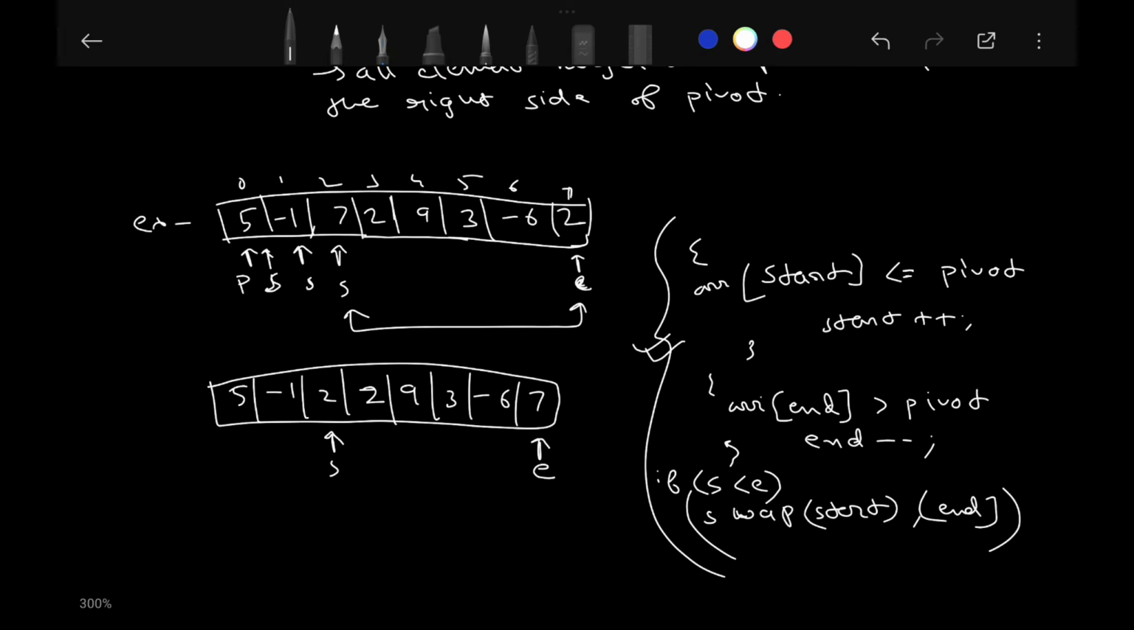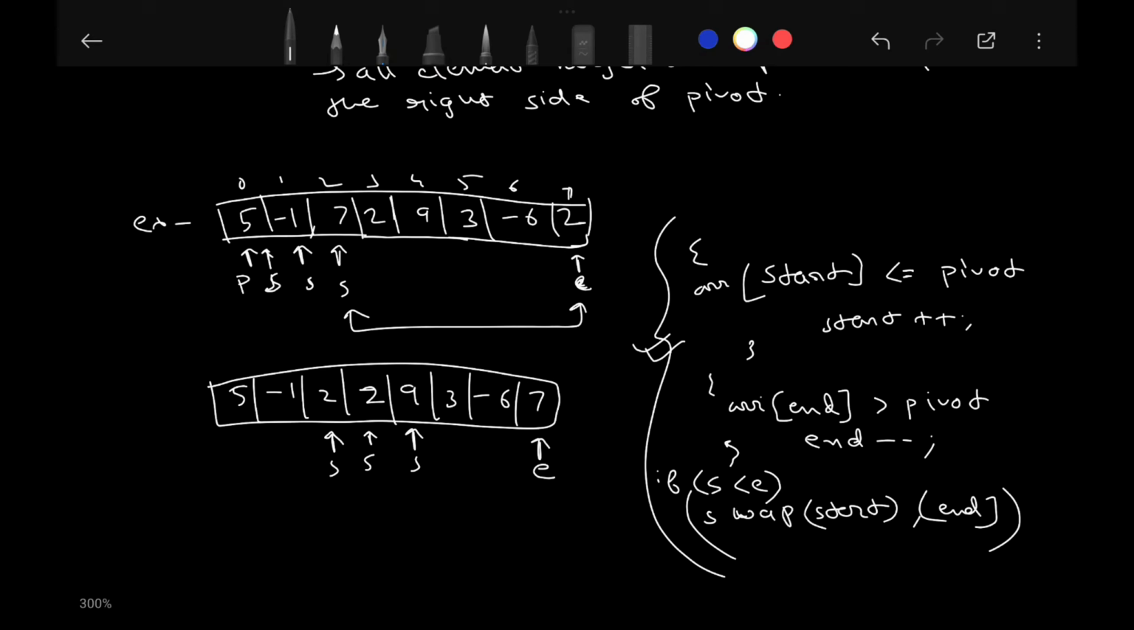Check if our start is less than or equal to pivot. Yes, 2 is less than or equal to 5. Start gets incremented. Again, is 2 less than or equal to 5? Yes. Then again increment our start, and now our start is pointing to 9. Is 9 less than or equal to 5? No, 9 is not less than or equal to 5. So don't increment the start.